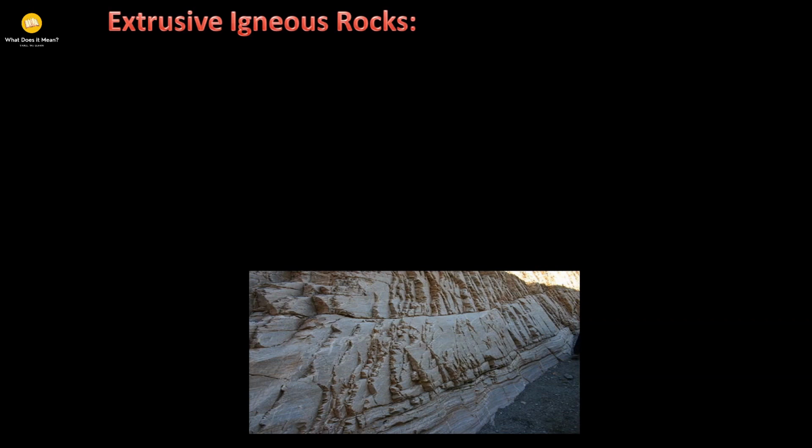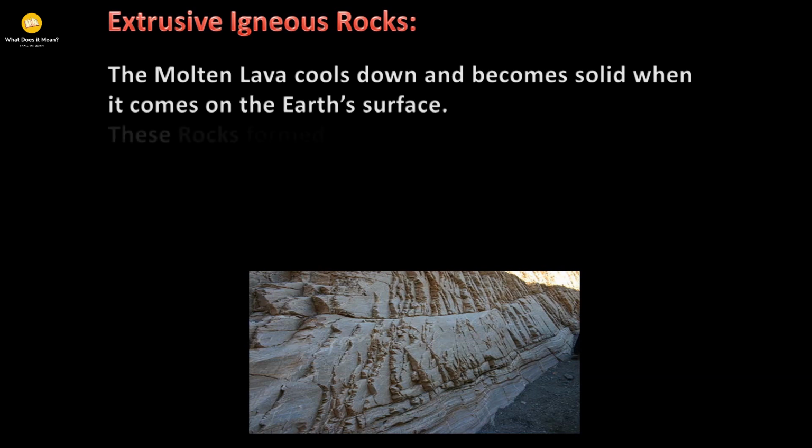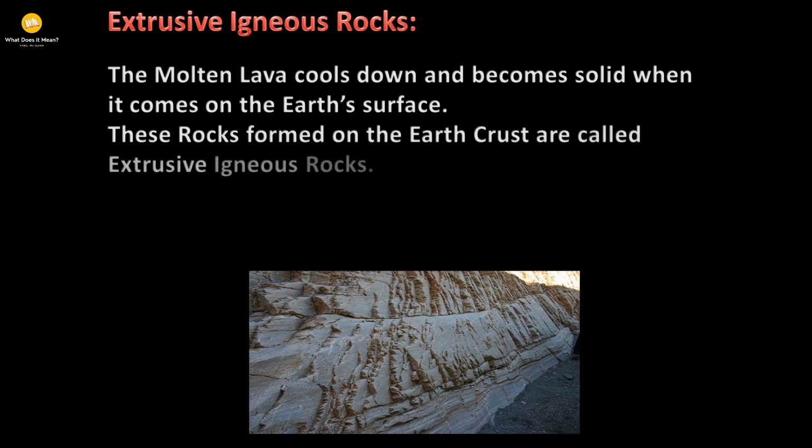Extrusive igneous rocks. The molten lava cools down and becomes solid when it comes on the Earth's surface. These rocks formed on the Earth's crust are called extrusive igneous rocks.